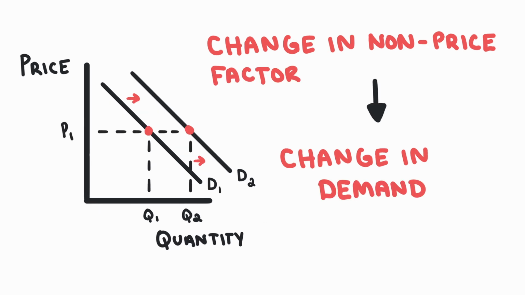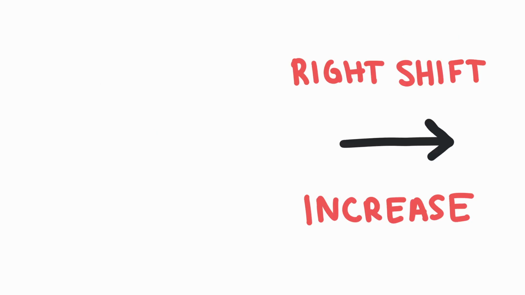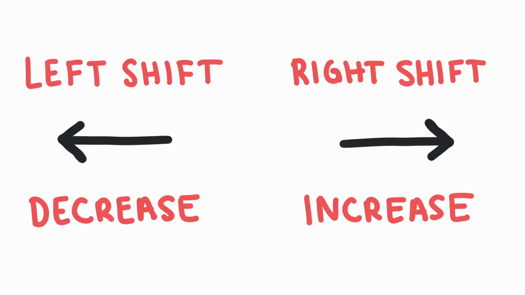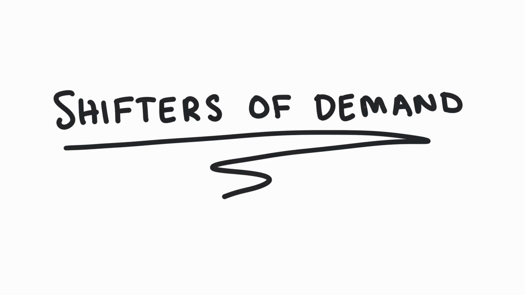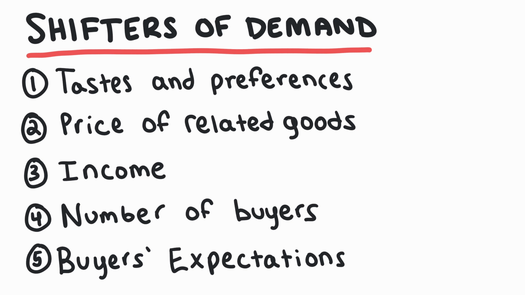Of course, there are lots of things other than price that could also change our willingness to buy the phone. We call these non-price factors, and they cause a shift to the entire demand curve. A rightward shift signals an increase in demand, whereas a leftward shift signals a decrease. The shifters of demand. So what are these non-price factors that can shift the entire demand curve? There are 5 that you need to know.